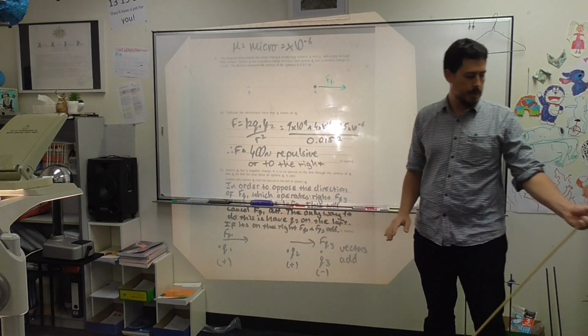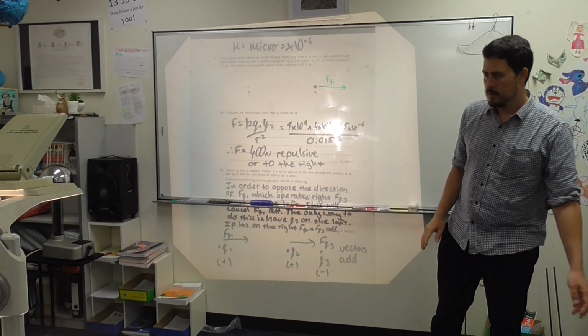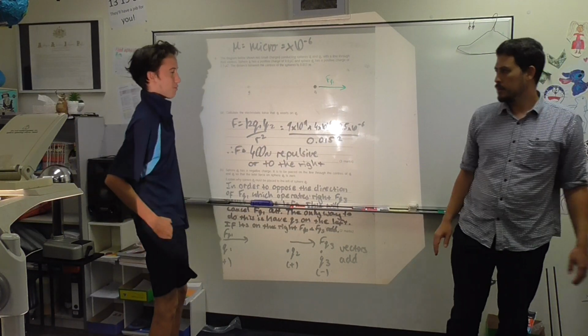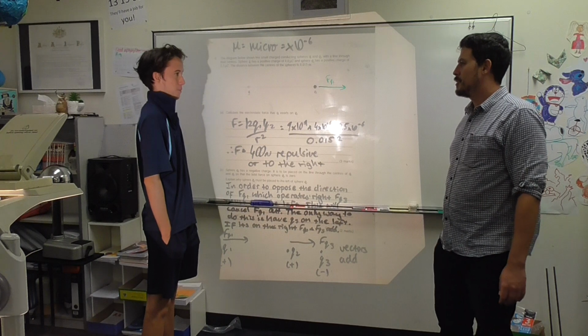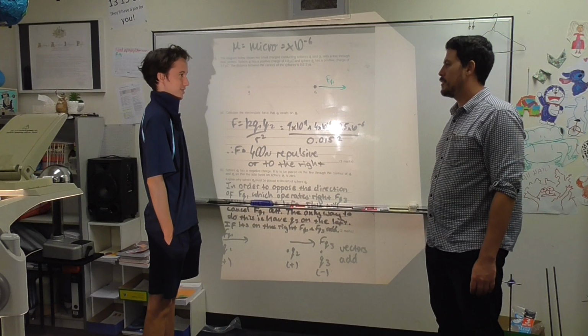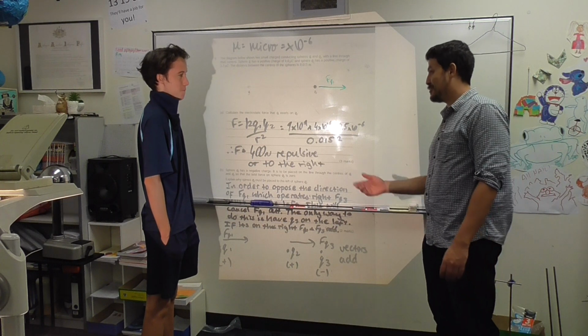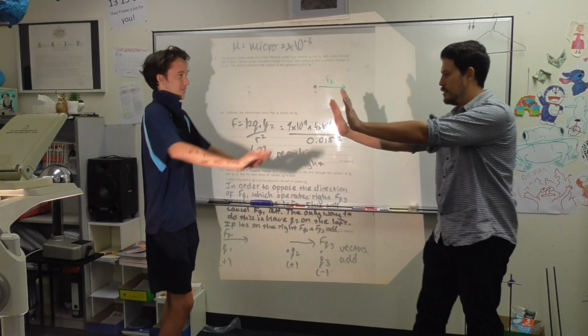Charlie, can you come up, please? How much do you weigh, Charlie? 58. 58 what? Kilos. That's not your weight, that's your mass. Remember, weight involves gravity. You will get weighed in newtons. Hands up. You ready?